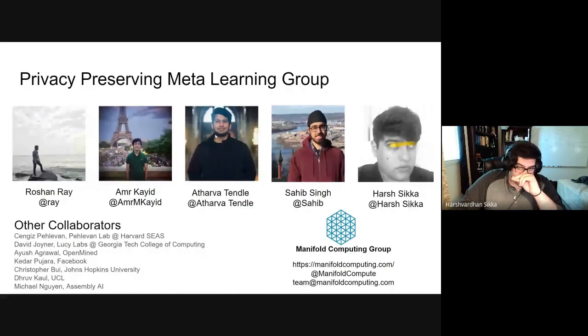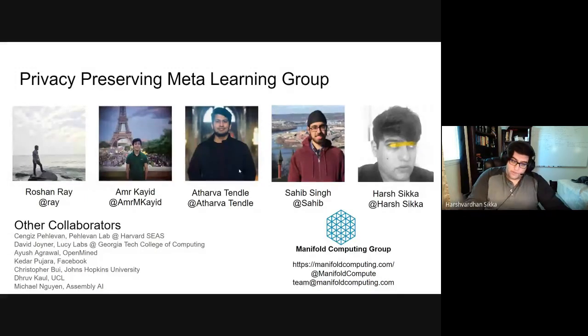So first thing is, here are the members of the group. Our core group started with Roshan, Amir, Atharva, Sahib, and myself. And Sahib actually presented a work that we were involved in, which, like we said, got accepted at the ICML Health System Conference: benchmarking differential privacy on ResNets for medical imagery. So that was really exciting. And today I'm probably going to talk more about some other earlier stage projects.